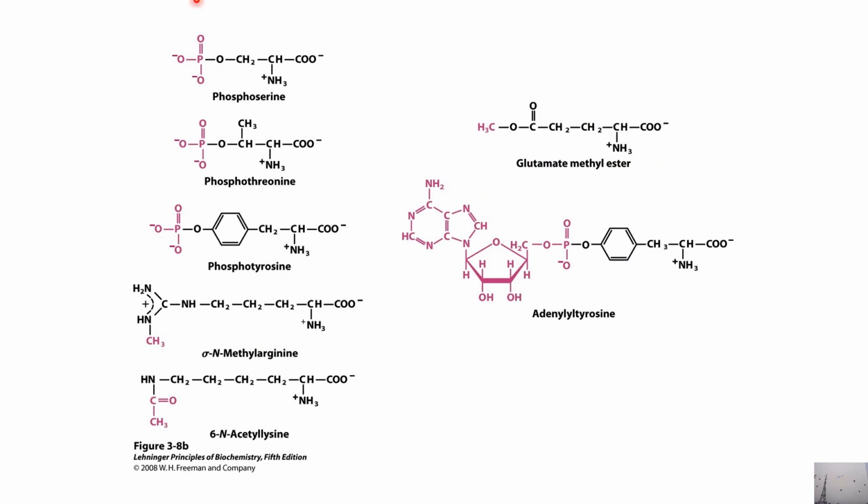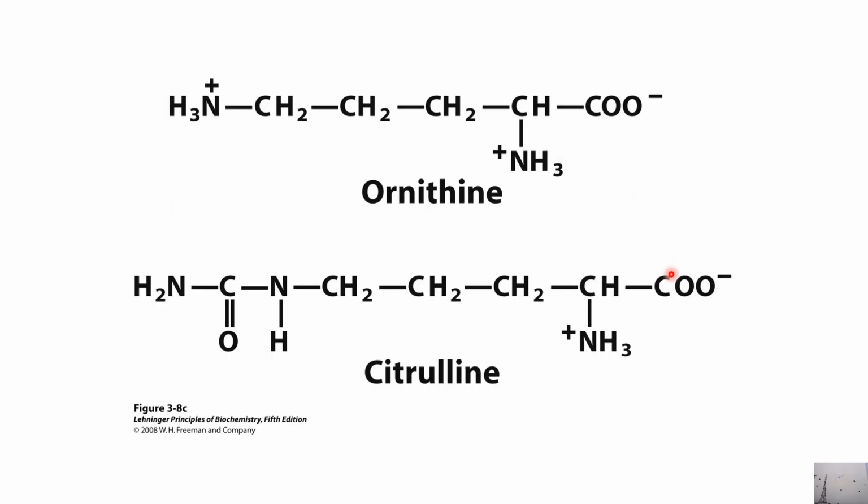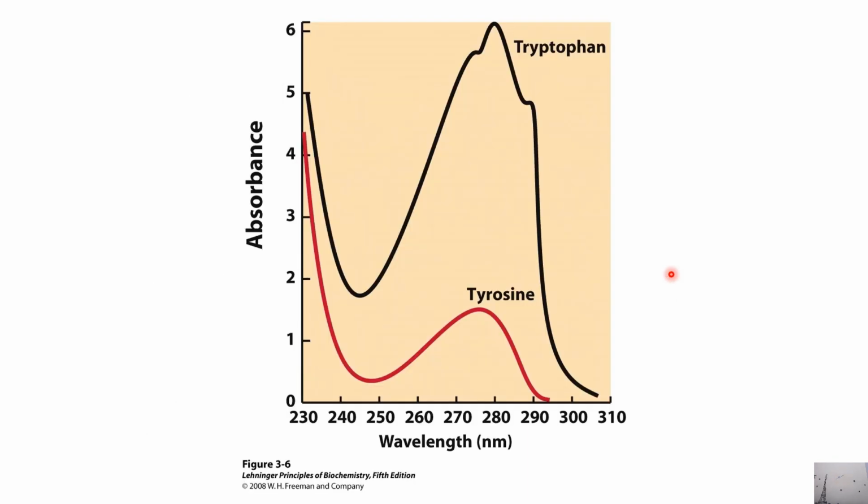We can have phosphoserine, a phosphate group attached to serine, phosphothreonine, a phosphate group attached to threonine, phosphotyrosine, and N-methyl-arginine, acetyl-lysine, glutamate methyl ester, adenylyl tyrosine, all of these. We also have the amino acids ornithine and citrulline, which have other significant relevance in the system.